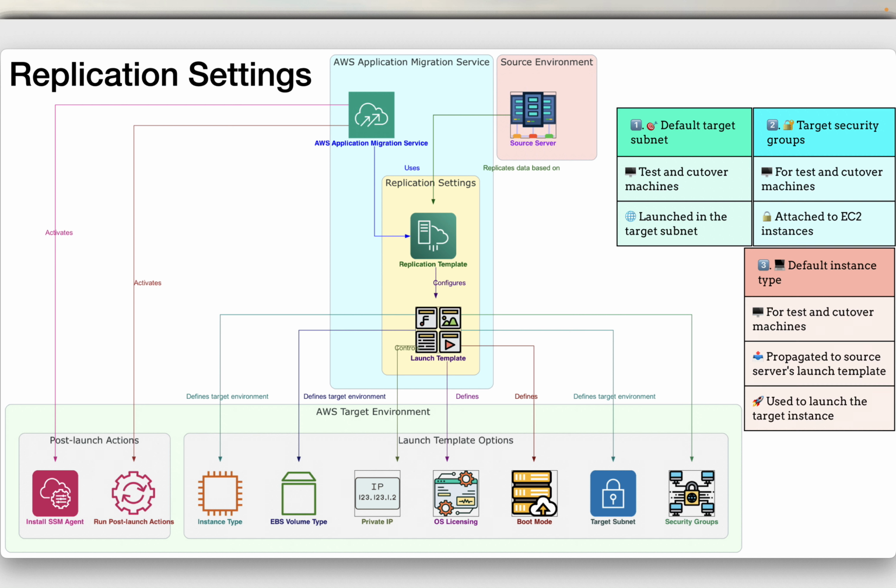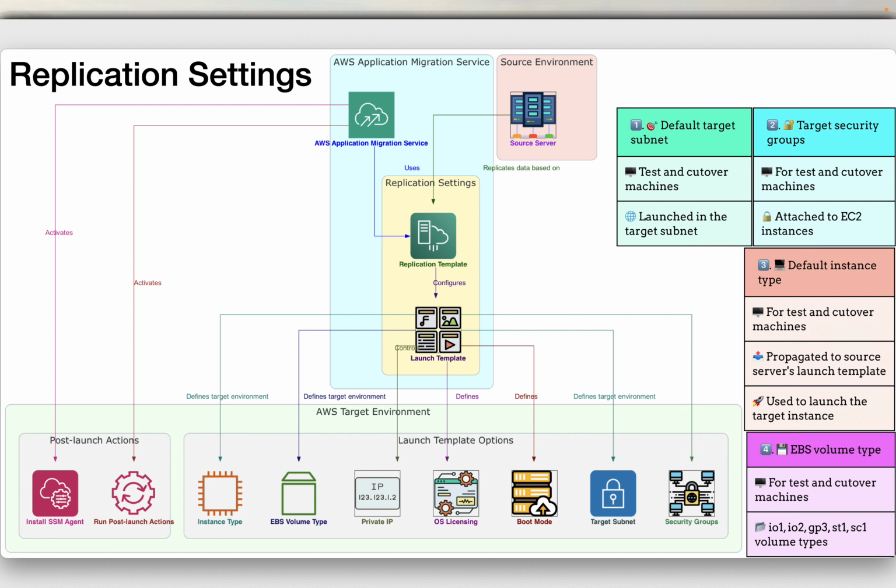You choose a default instance type for the test and cutover machines. The instance type chosen in this template will be propagated to the source server's launch template and will be used to launch the target instance. You choose an EBS volume type for the test and cutover machines. The EBS volume type can be chosen from IO1, IO2, GP3, ST1, SC1 volume types.